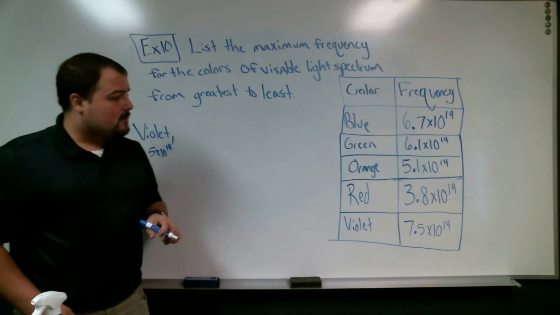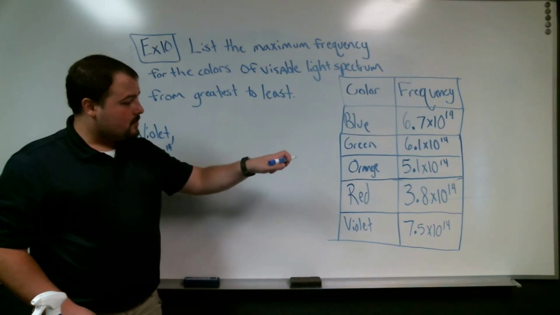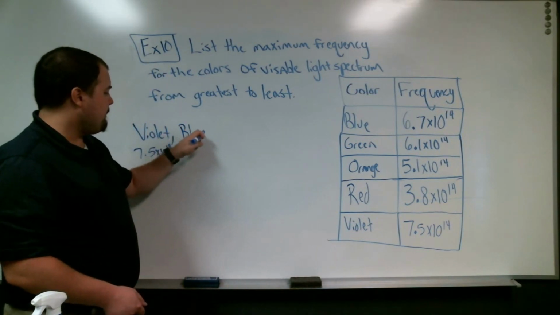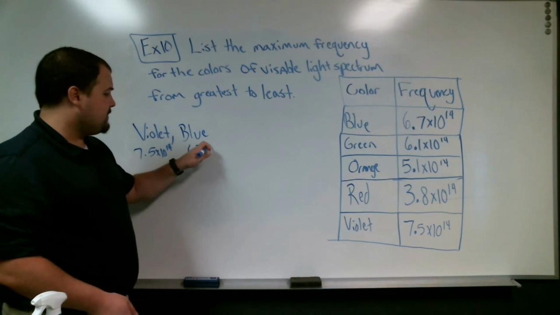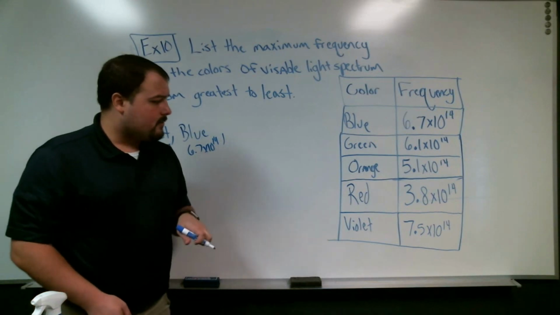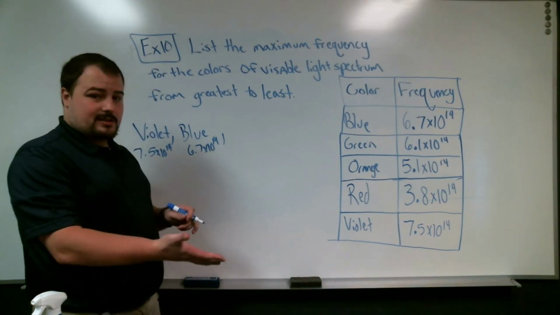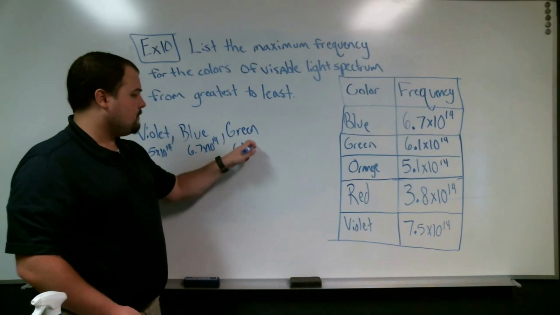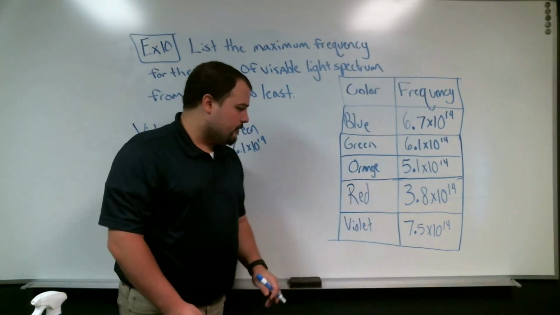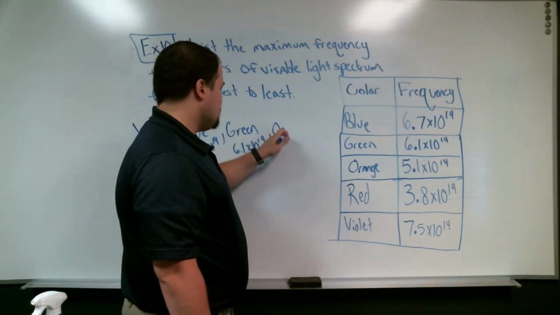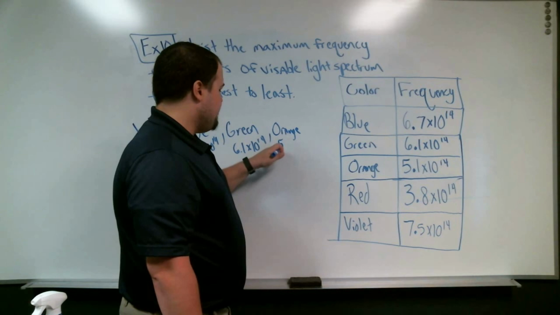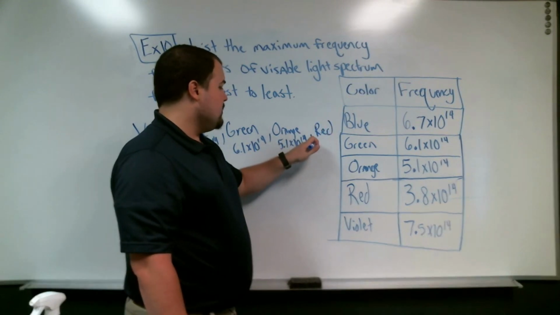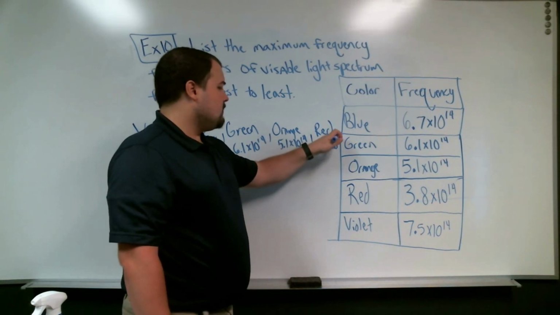The next one, since violet's gone, we have 6.7, 6.1, 5.1, 3.8. 6.7 is the biggest, so blue would be after violet, and that's 6.7 times 10 to the 14th power. After blue, we get 6.1, 5.1, 3.8. So green would be your next. And then after green, you have 5.1 and 3.8. 5.1 is orange, which is 5.1 times 10 to the 14th. And then finally, your last one would have to be red, which is 3.8 times 10 to the 14th.